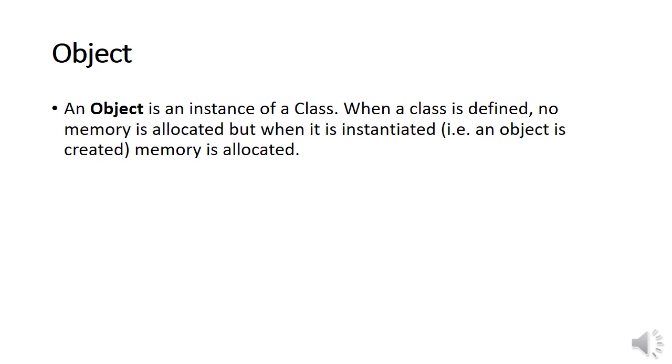Next, we will discuss another important concept of object-oriented programming, that is object. An object is an instance of a class. The importance of an object in object-oriented programming is that the class gets its memory allocated only after an object is created. How to create a class and how to create an object, all these we will discuss in the next slide.